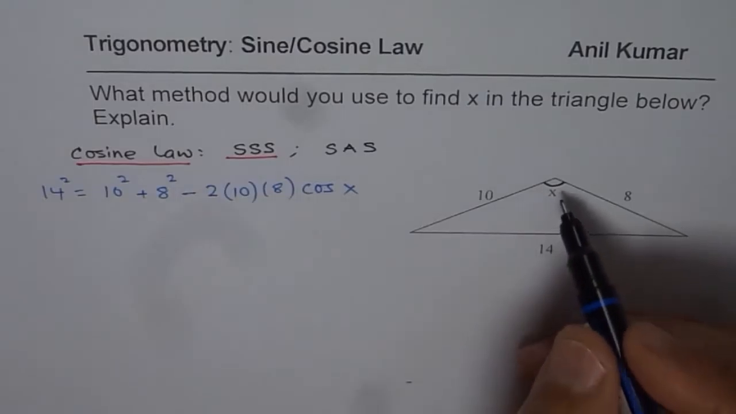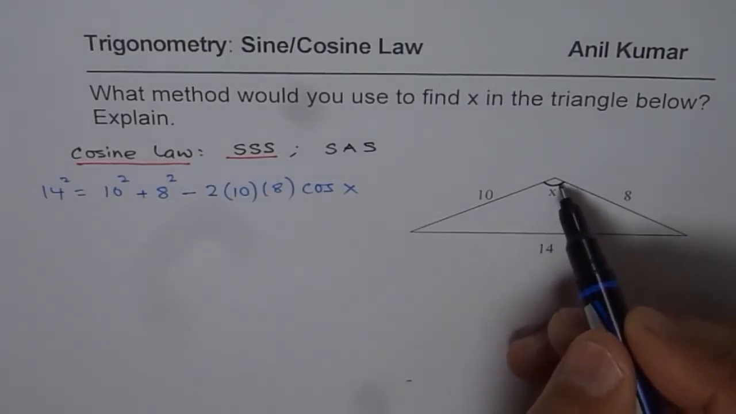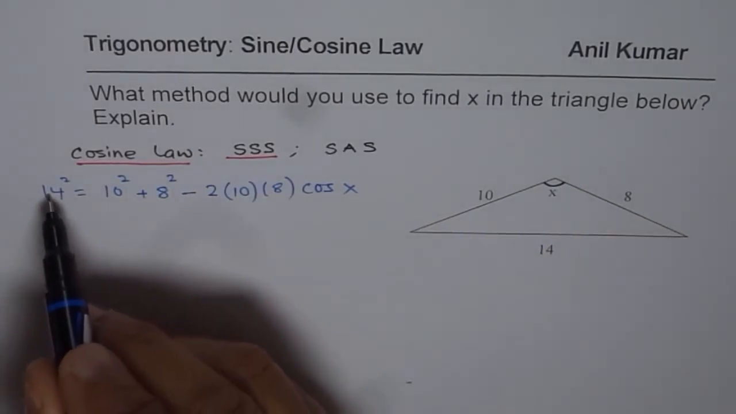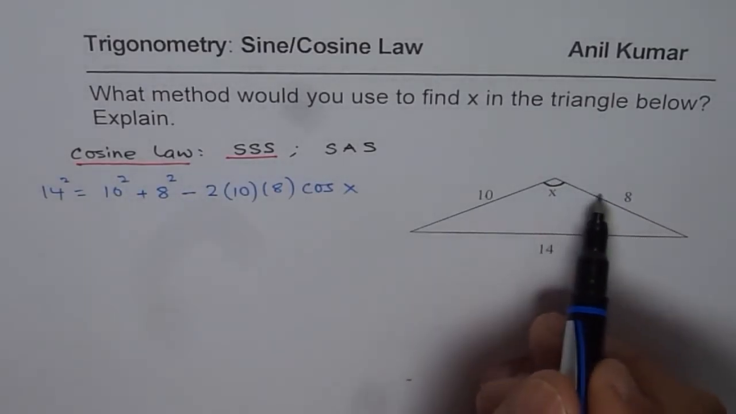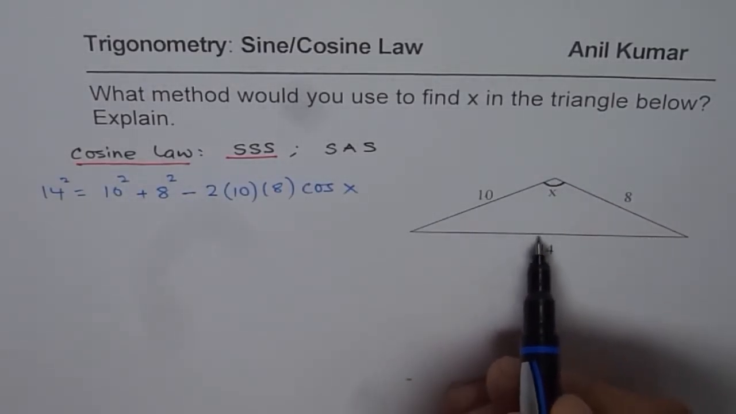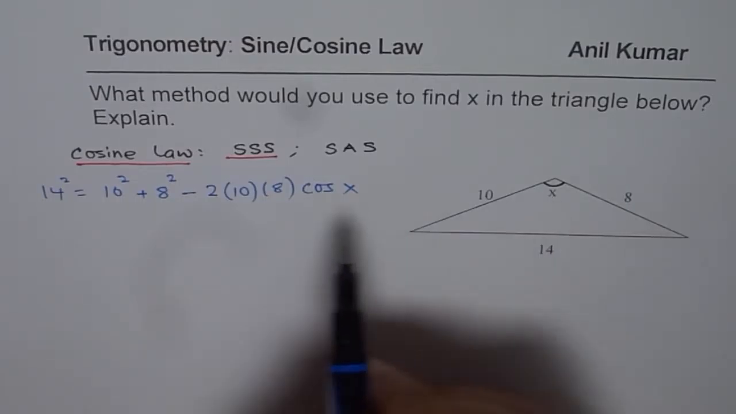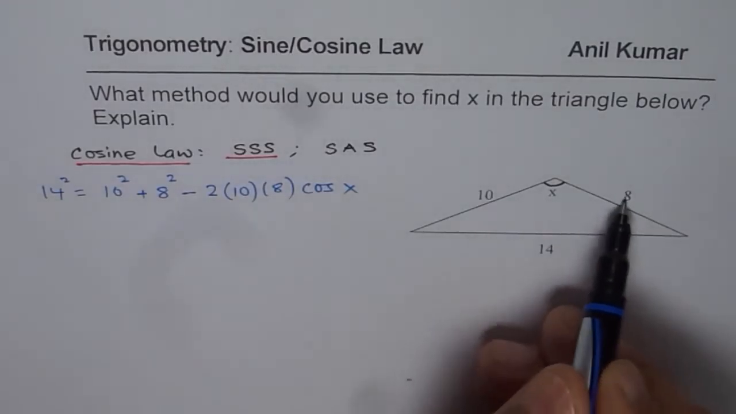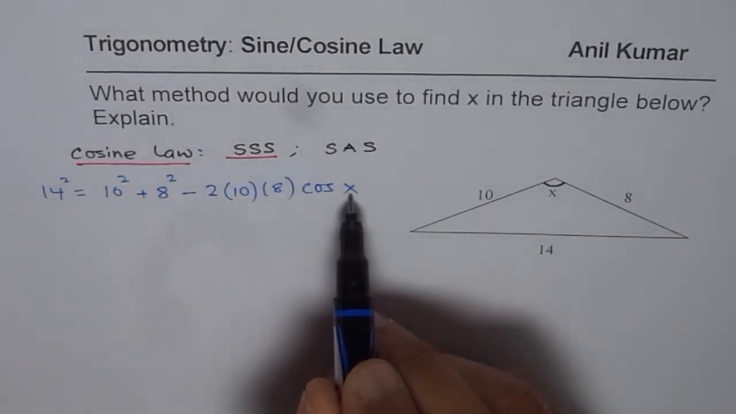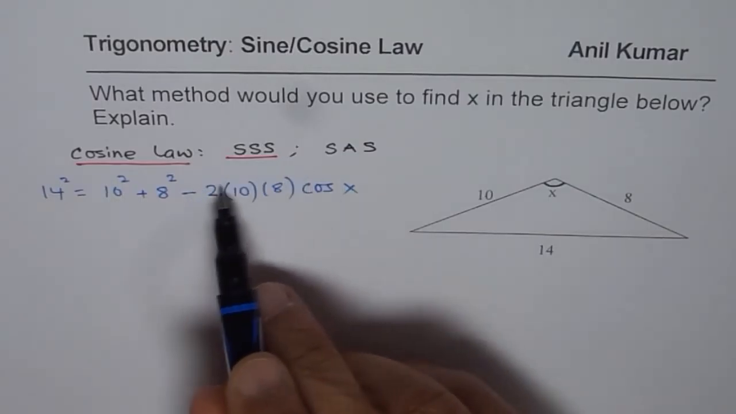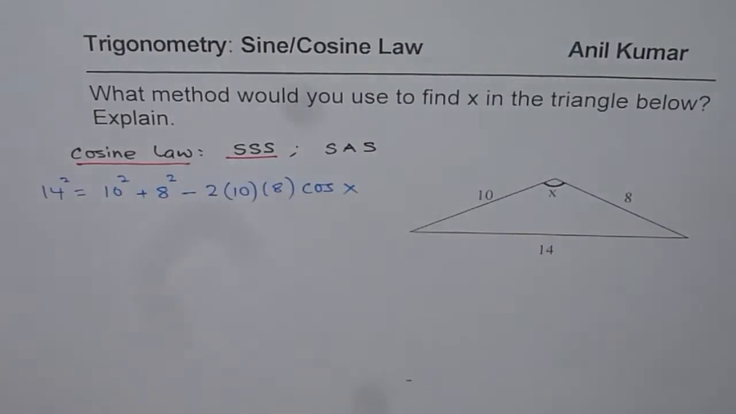Remember, if you have a right triangle, in that case the hypotenuse squared, which is 14 squared, will be the sum of these two sides squared. But if it is not a right triangle, then you have to take away twice the product of these two with cos, right? If x is 90 degrees, then this term will be 0. So you get the Pythagorean theorem. That kind of helps you to remember.